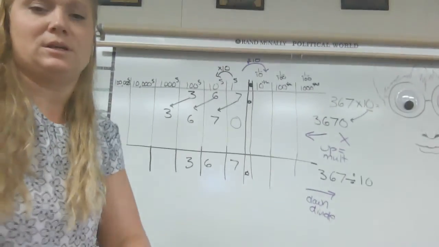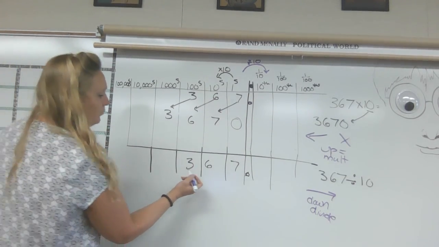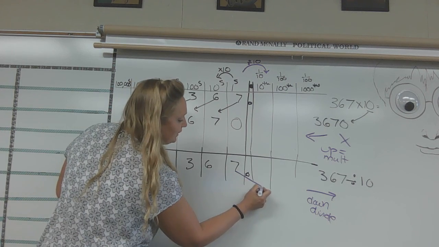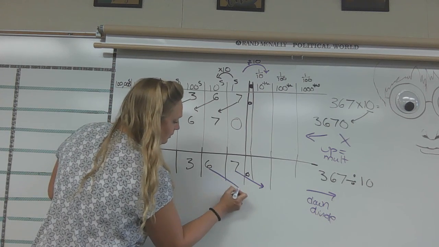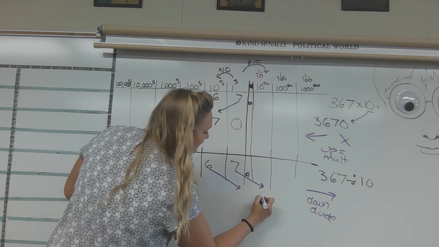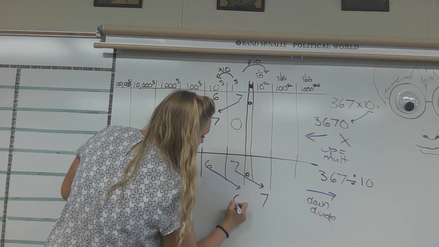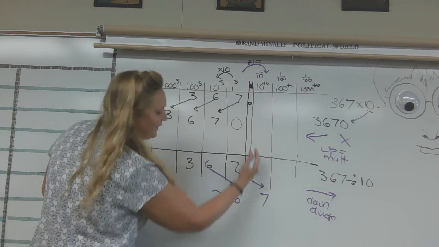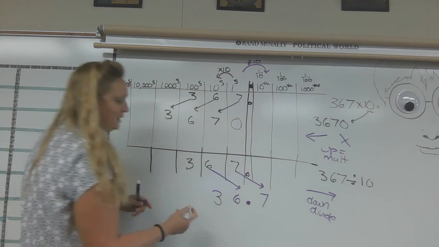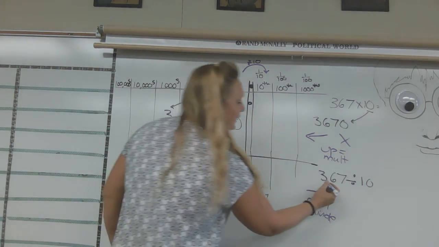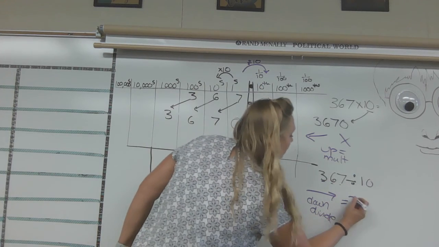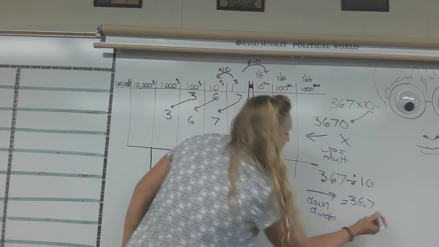Let me shift this so you can see. Down means divide. So when I take 367 and I divide it by 10, I'm shifting everybody over 1. So 7 ends up here, 6 ends up here, and 3 ends up here. My decimal point never moved. It's always staying in the same place. So my answer went from being 367 to 36.7.